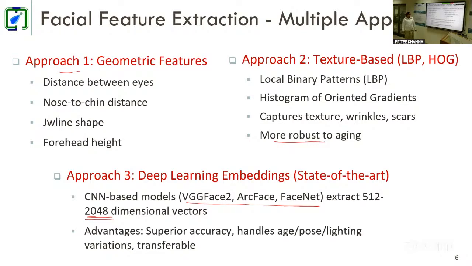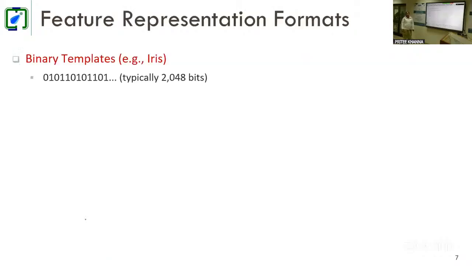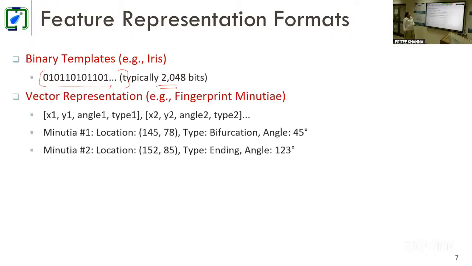So now, what are the feature representation formats? Some examples are here. If you talk about iris, we have binary templates. A template is just these many bits, and you can decide how many bits there are. Like in the example of the search algorithm I showed, the iris pattern is extracted, and you can see one such 0, 1 vector from both the eyes, and then it is the distances. Then we have vector representation, which we talked about multiple times: minutiae.